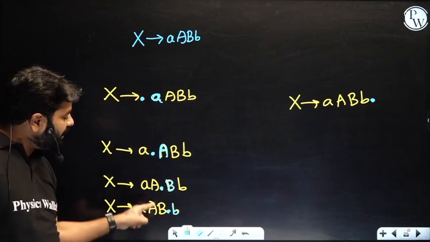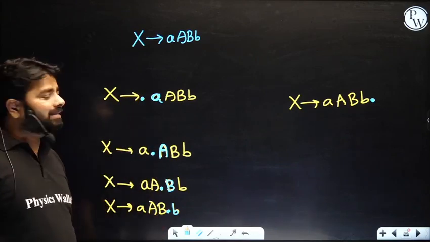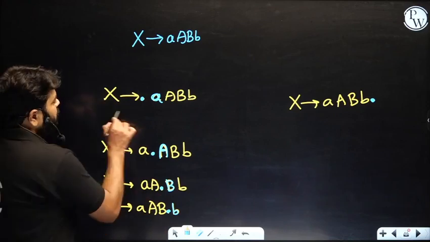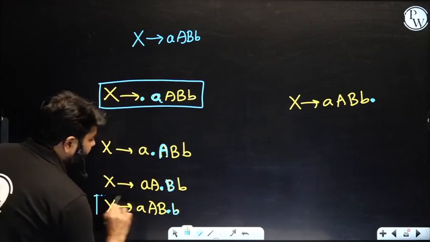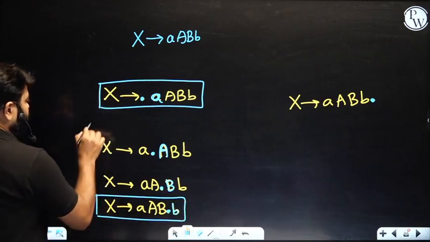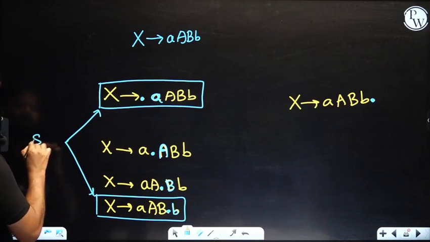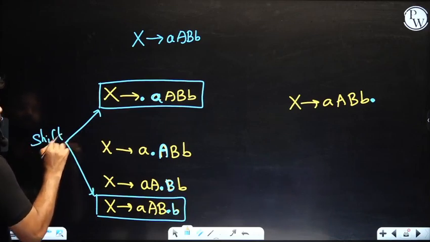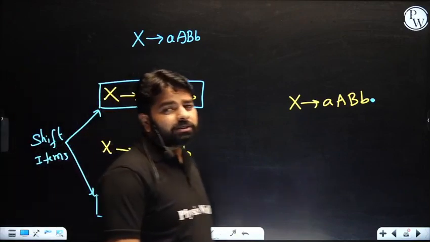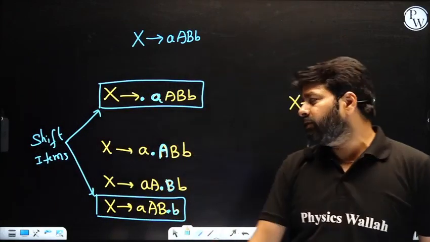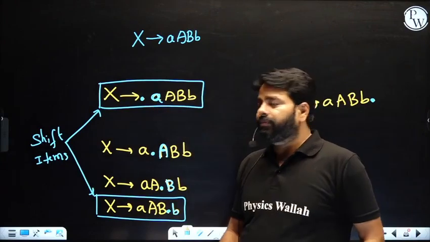After the dot, if a terminal is there, that production or that item is called a shift item. So, this item is called shift and this item is called shift. So, this one as well as this one are called shift items. Why are they shift items? Because a terminal is present after the dot. Just after the dot, the immediate symbol is the terminal.